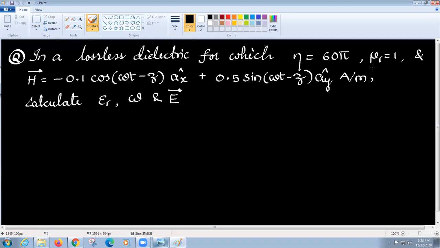medium, and relative permeability is 1, the H wave is given like this: negative 0.1 cosine(ax) ŷ plus 0.5 sine(omega t minus z) x̂ ampere per meter, and he's asking us to compute the relative permittivity, angular frequency, and the desired electric field.